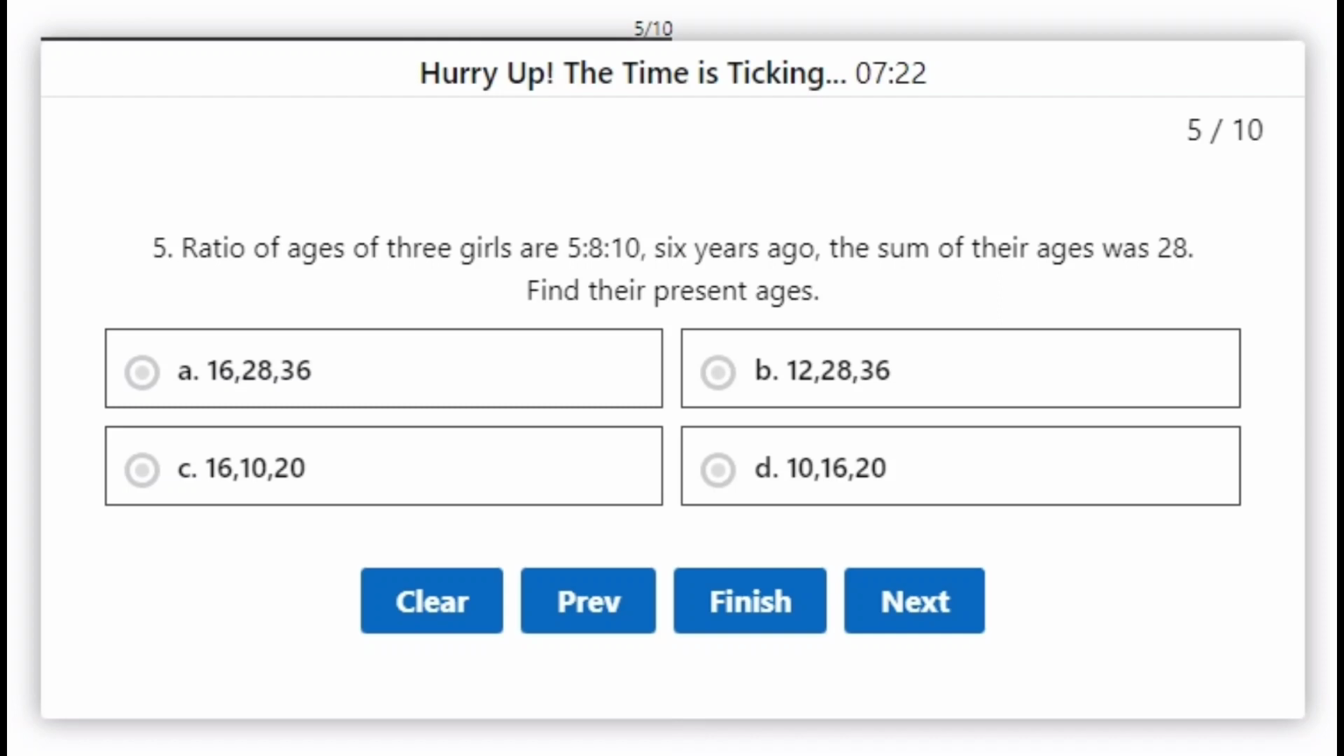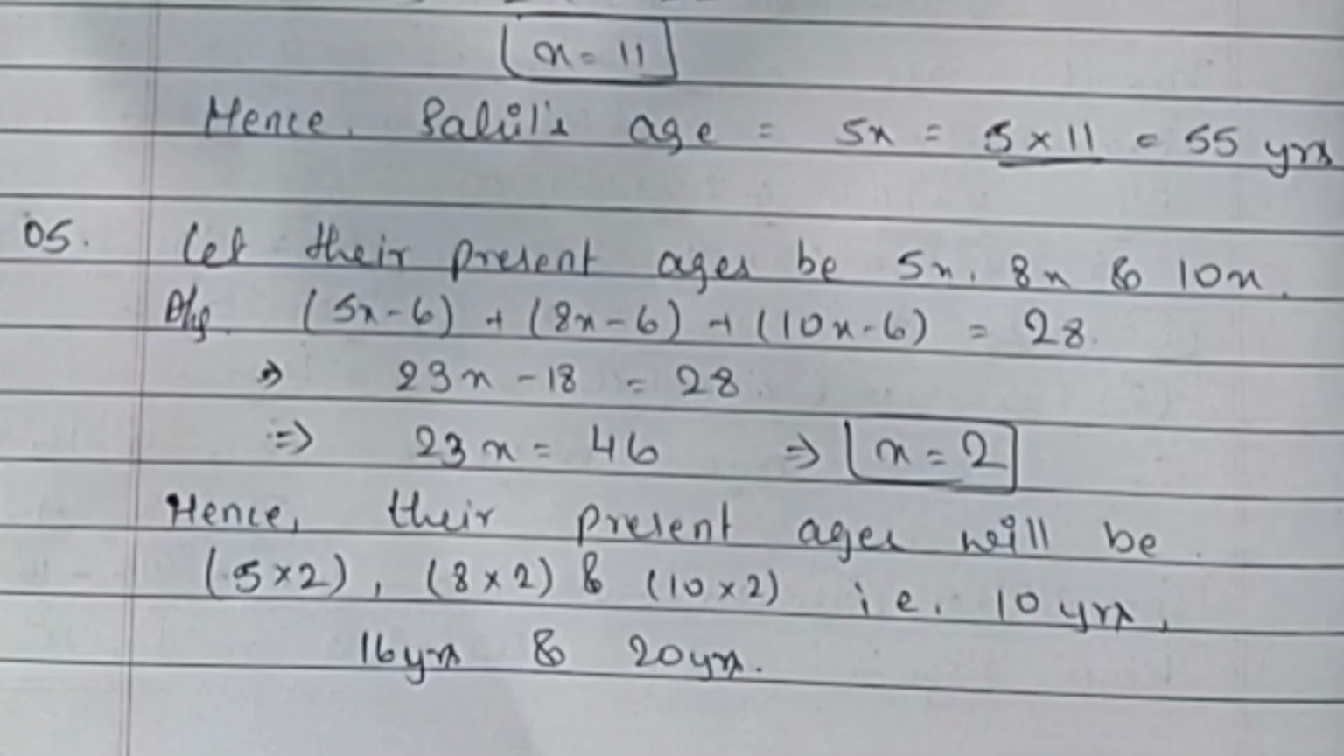Now our fifth question is, the ratio of ages of 3 girls is 5:8:10. 6 years ago, the sum of their ages was 28. Find their present ages. Basically, in the given question, there is a ratio of the ages of 3 girls, which is 5:8:10, and here is a condition which is the sum of their ages was 28.